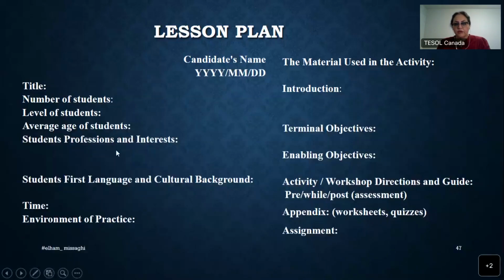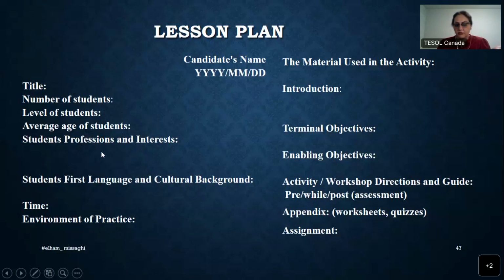So for your lesson plan, as you know, the title, number of the students, level of the students. This lesson plan is for four skills. For what level? And what is the age? You can say adults if it's for adults. But for teenagers or children, we need to mention it. Right now, you're writing for adults, so just write adults.